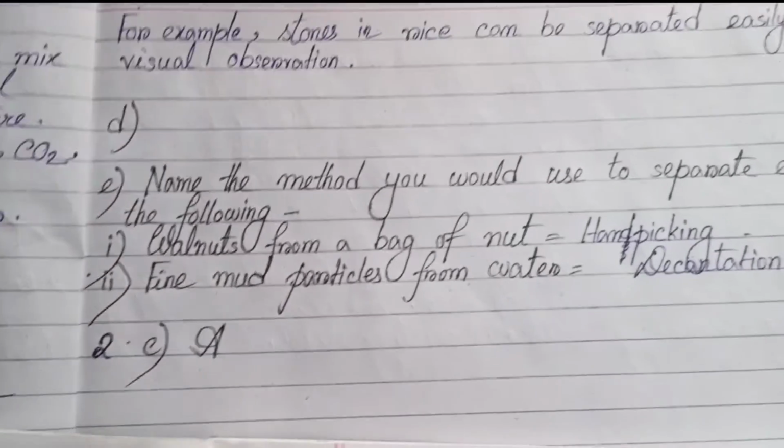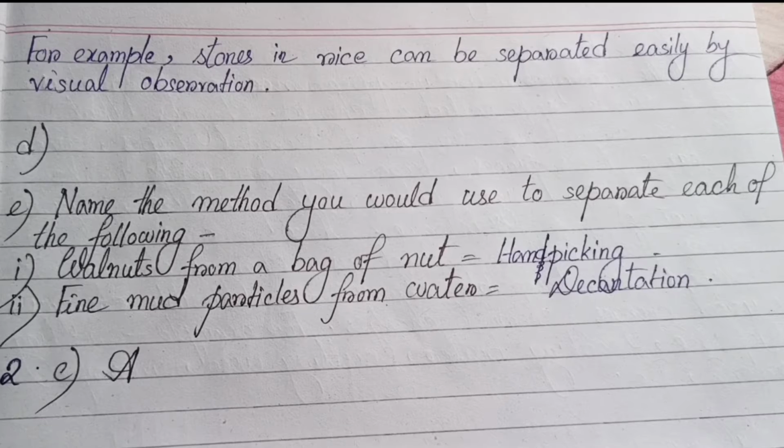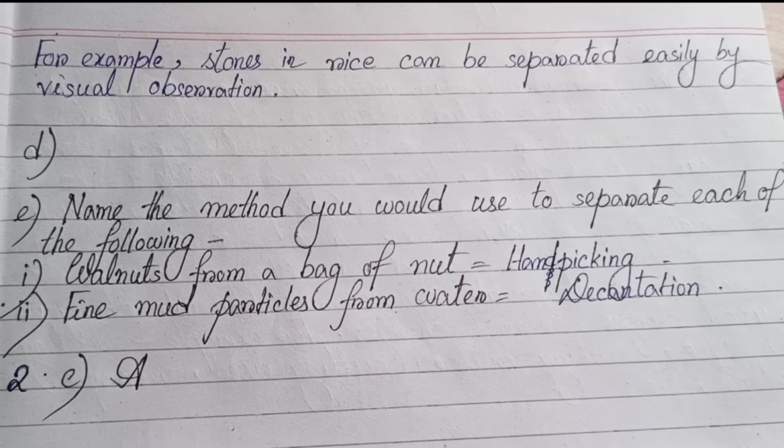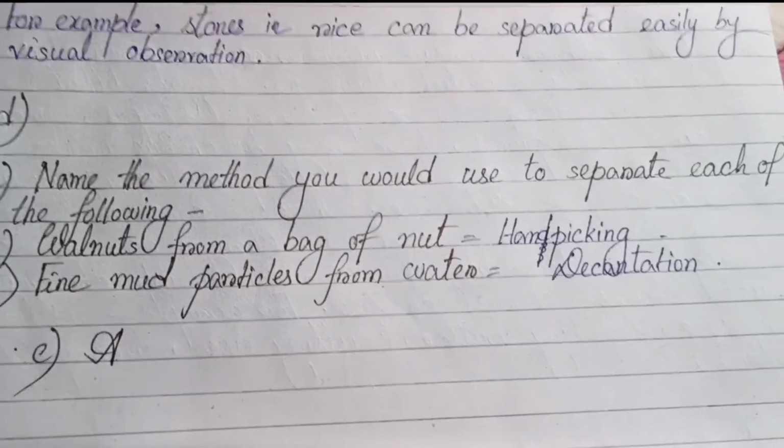E. Name the method you would use to separate each of the following. Number 1, walnuts from a bag of nuts, handpicking. Number 2, fine mud particles from water, that is decantation.